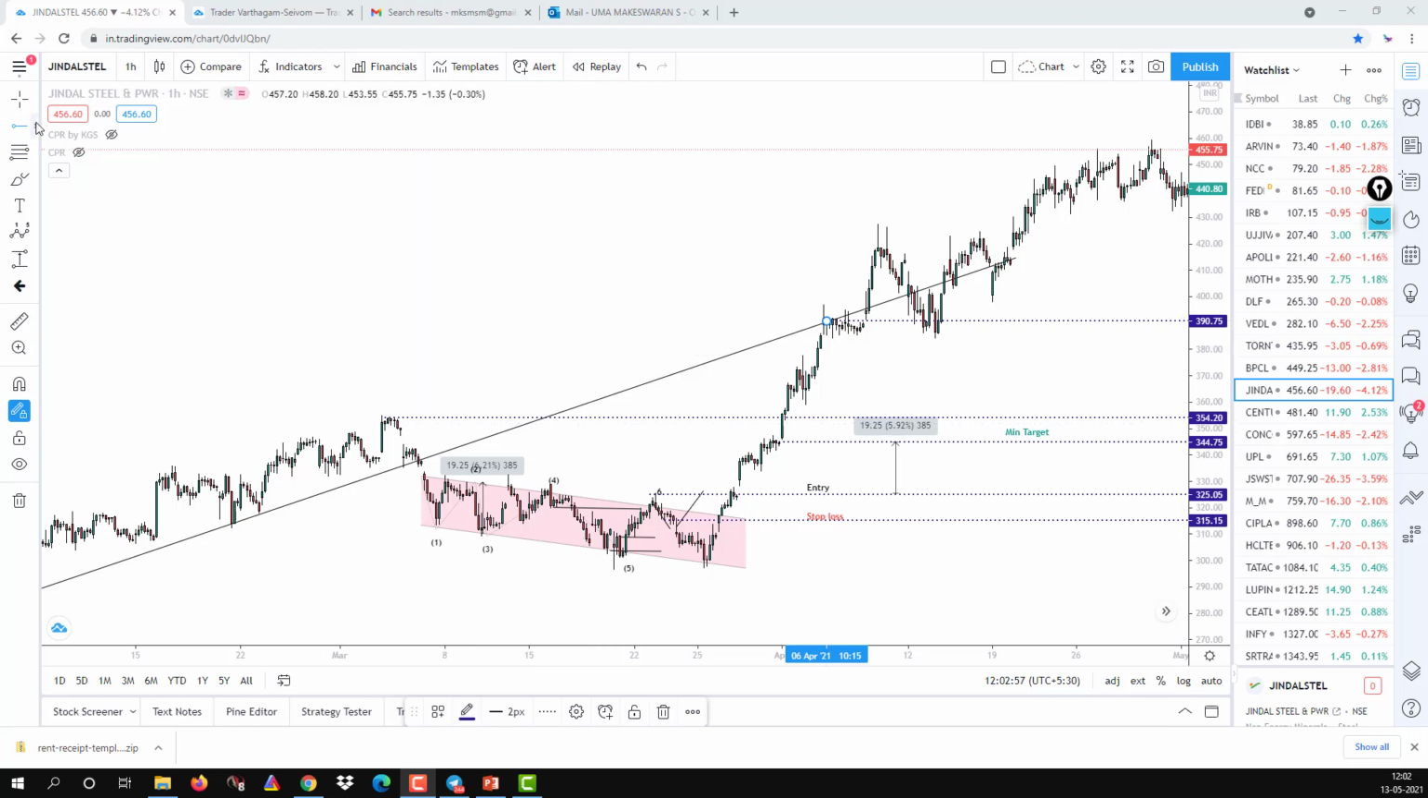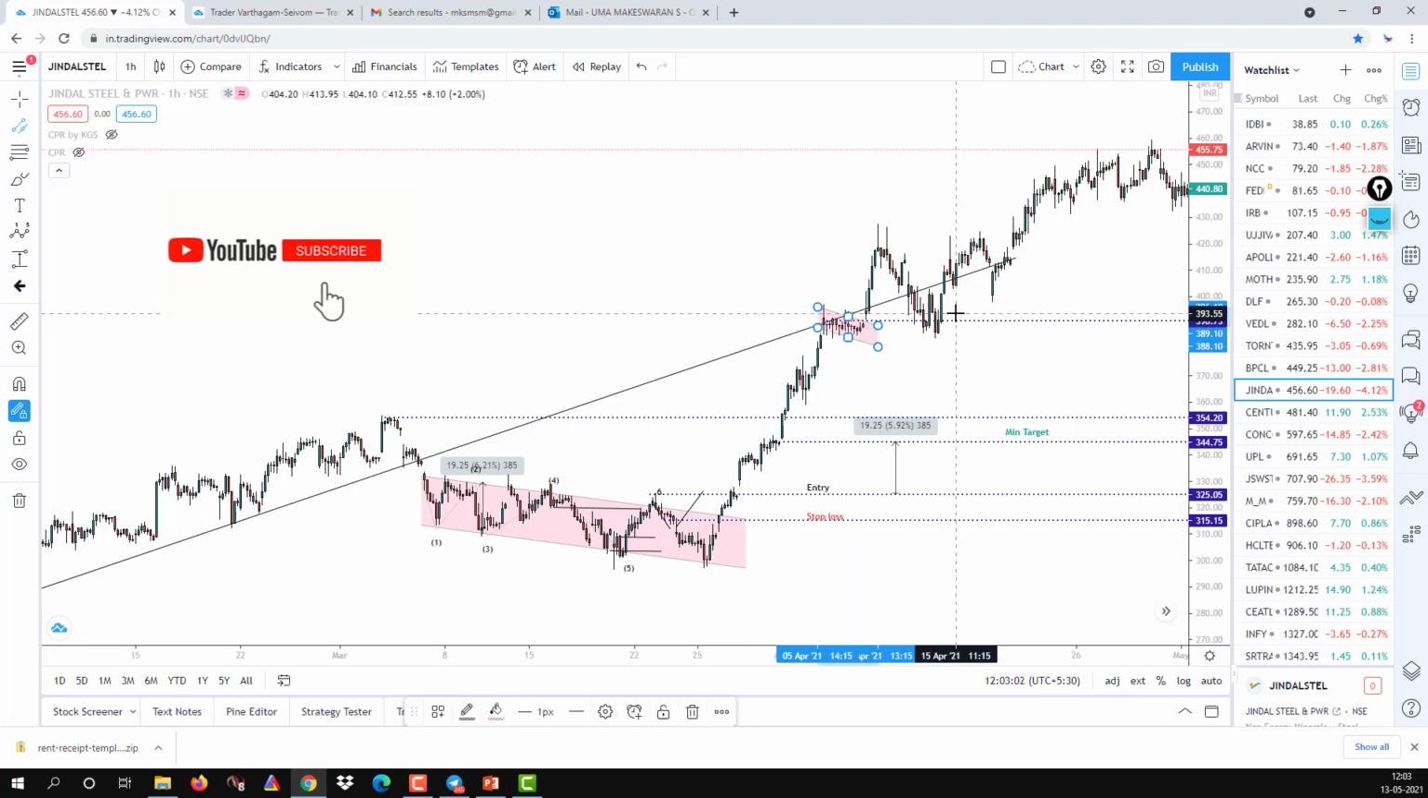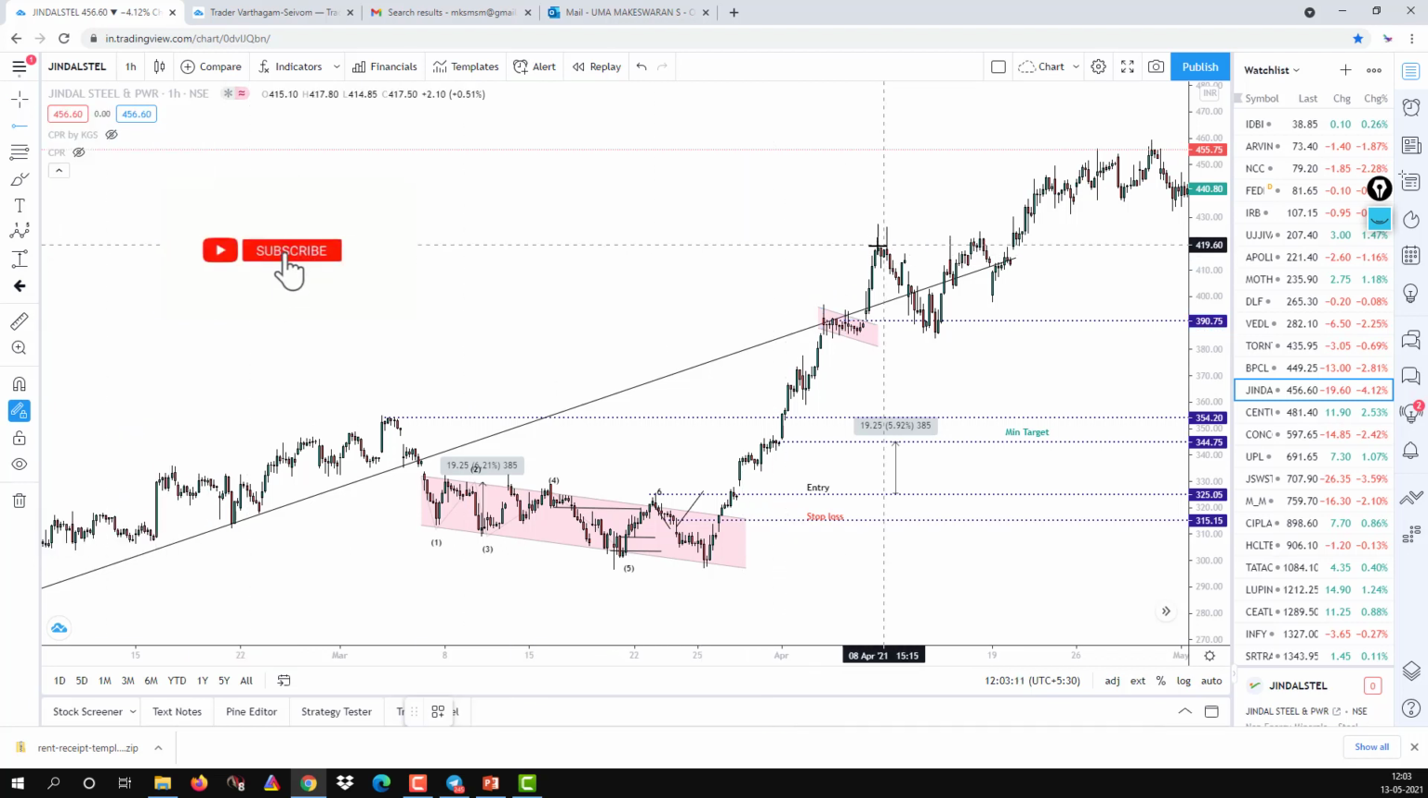Here also you can check, this is one small consolidation here for a breakout. So this is one type of method. This further increases your target here. So like that you can maximize your target.